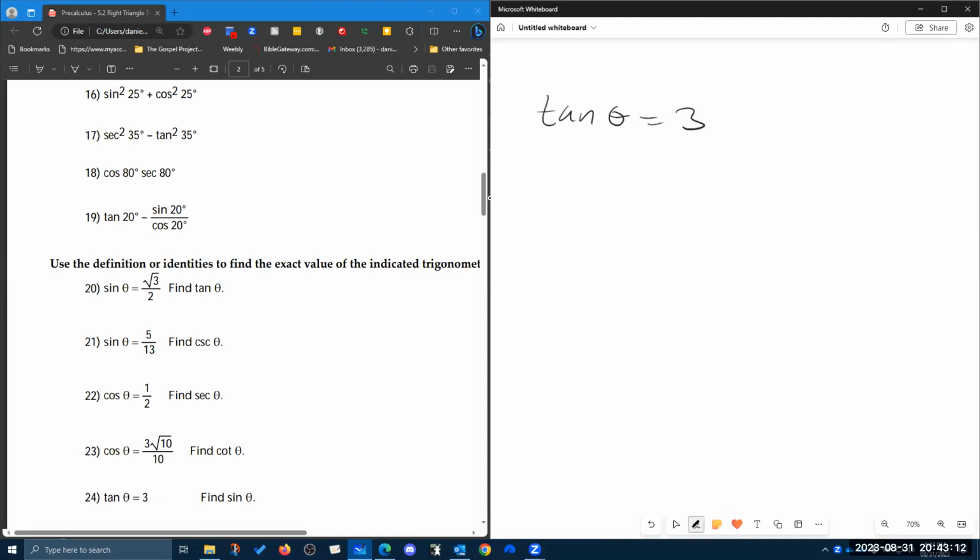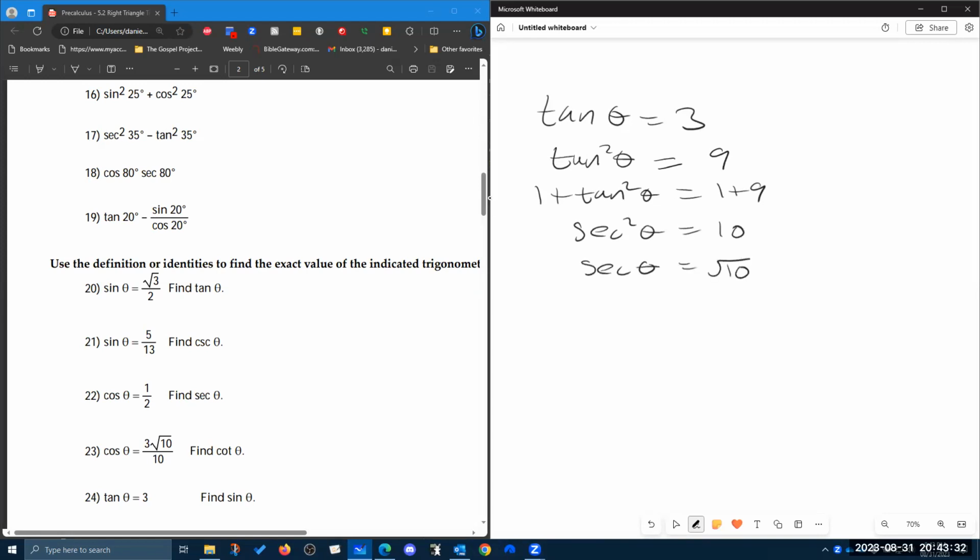That this is going to be tangent squared is equal to 9. 1 plus tangent squared is equal to 1 plus 9. So secant squared is equal to 10. So secant is equal to √10. Cosine is equal to 1/√10 or √10/10.